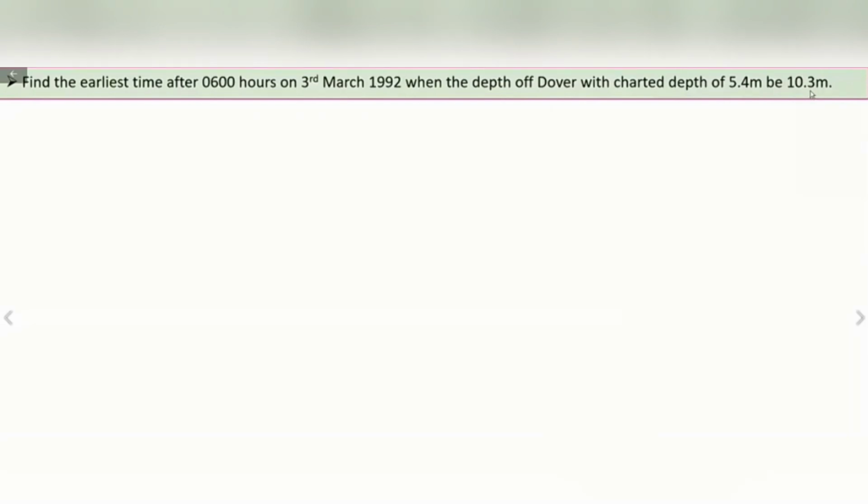सर बेसिकली हमें हाइट ऑफ टाइड दी हुई है ना. That's right, beta. We can calculate what is the height of tide. It will be 10.3 minus 5.4. That is 4.9. That's right.